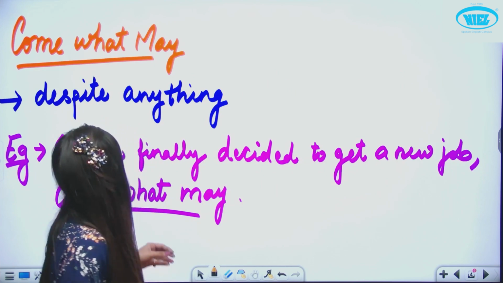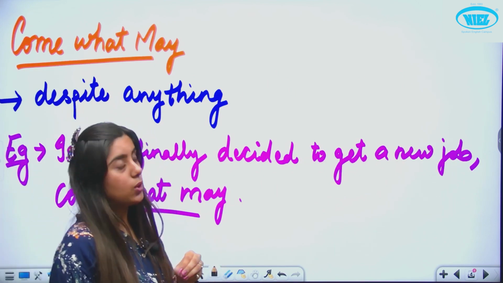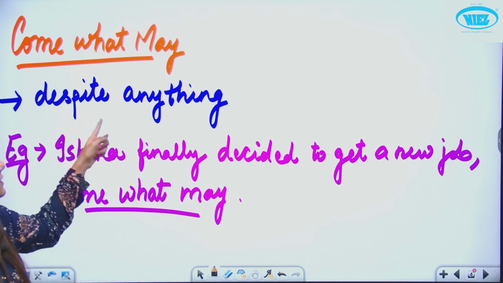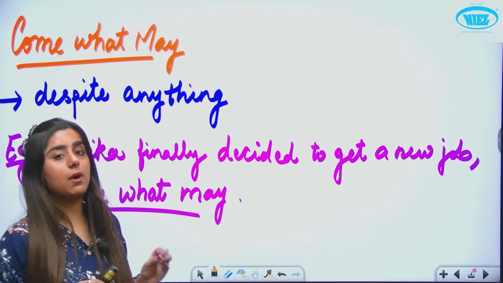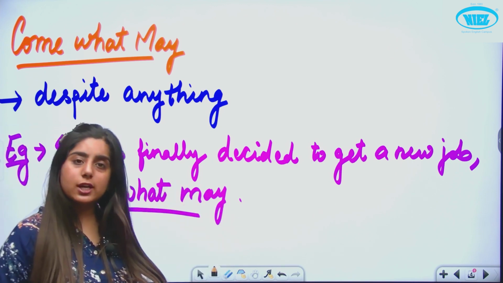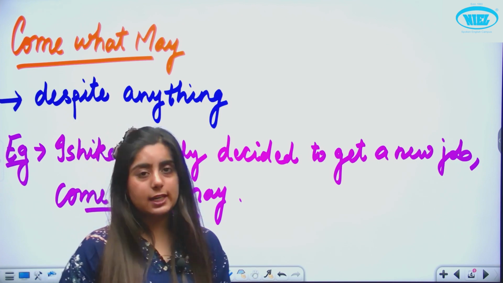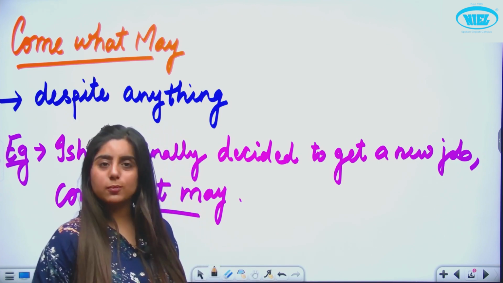Next we have come what may. In Hindi we say चाहे जो हो, which means despite anything, हर चीज के बावजूद. Example, Ishika finally decided to get a new job. Come what may, चाहे जो हो, अब इशिका ने decide कर लिया है that she will find a new job.